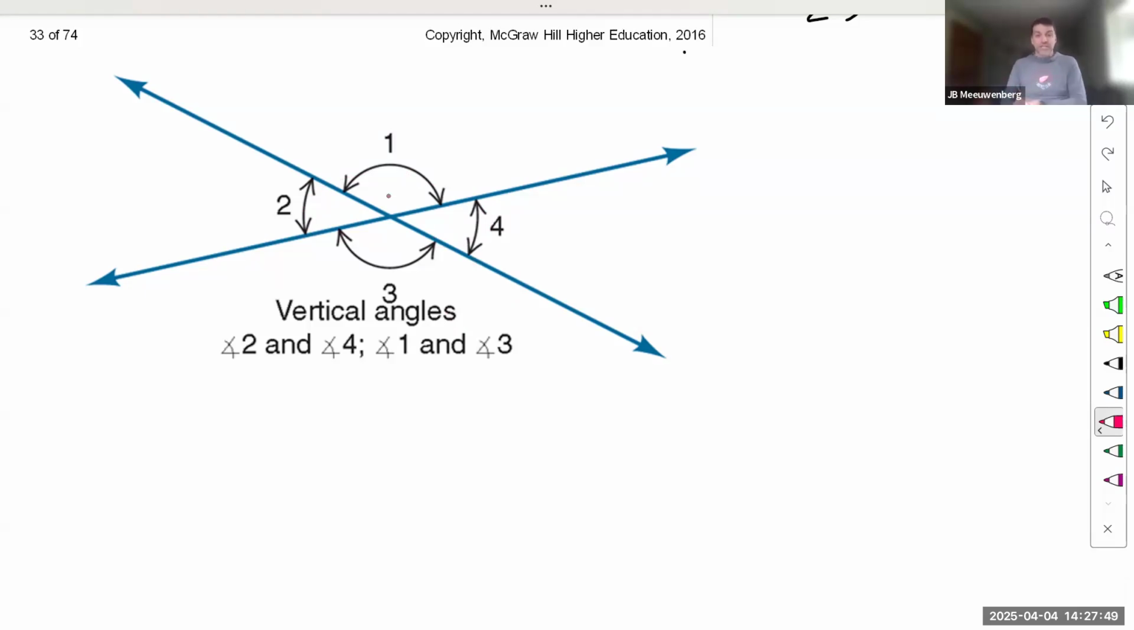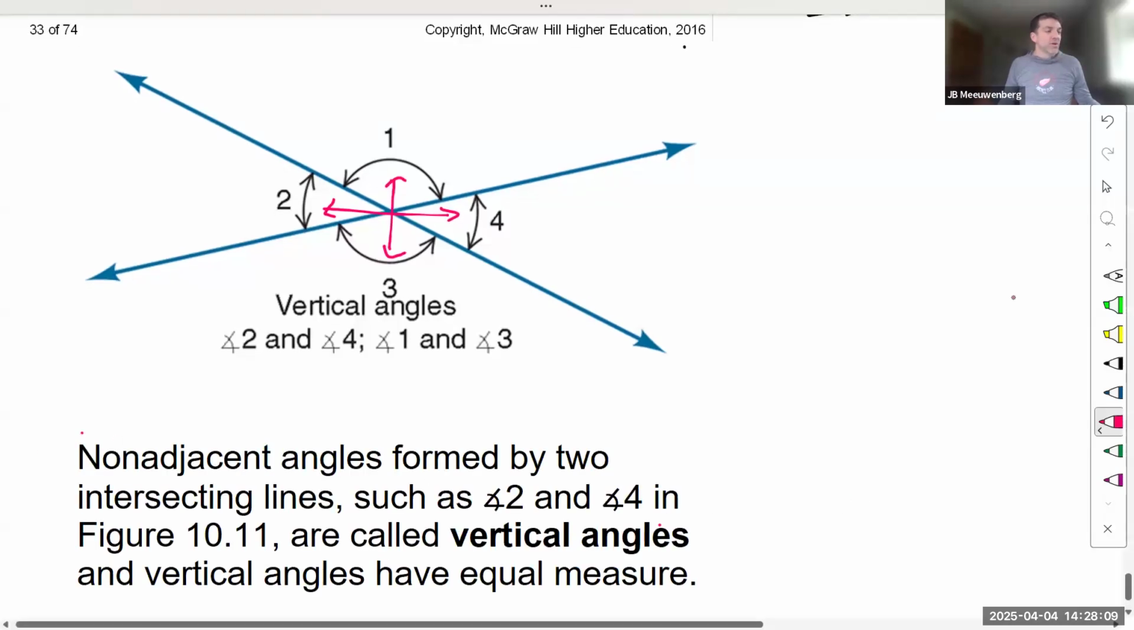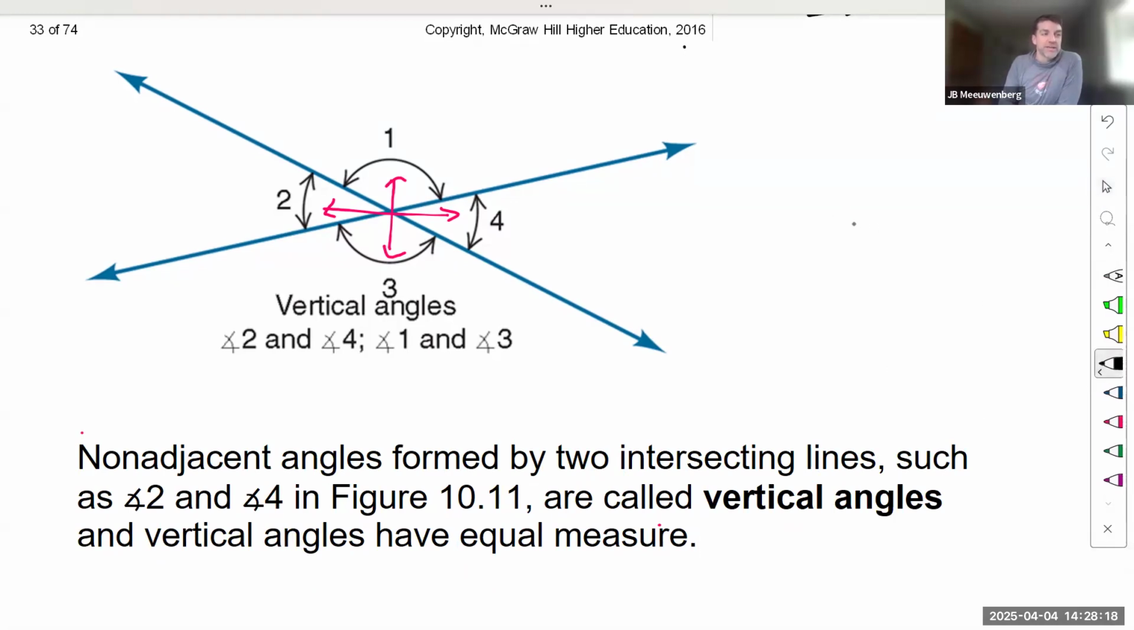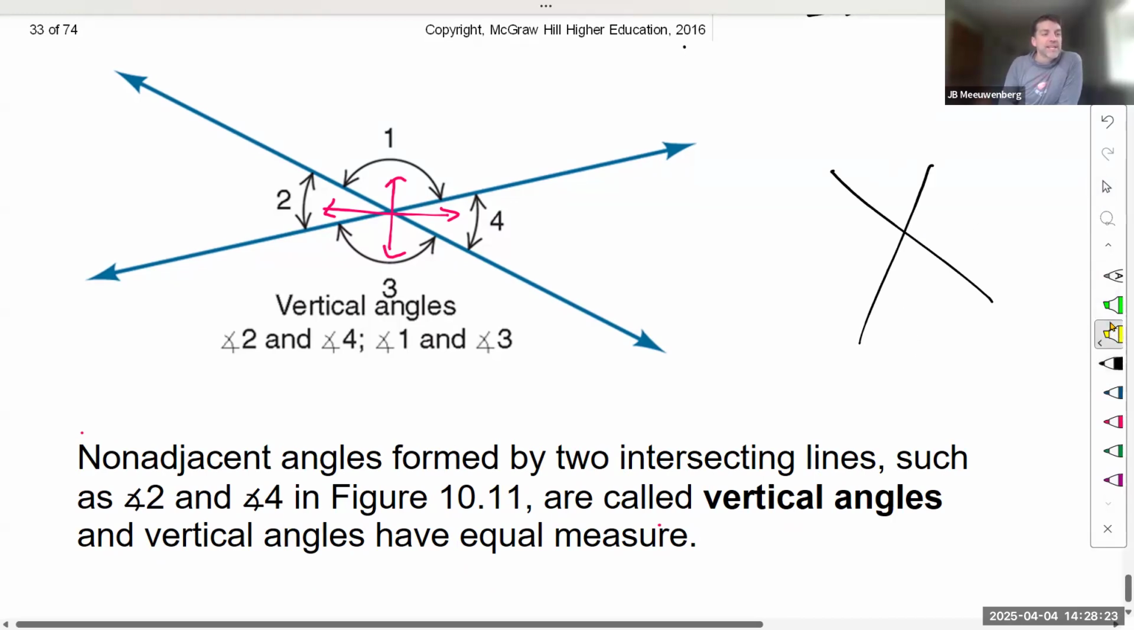The non-adjacent angles formed by two intersecting lines, meaning 1 and 3 and 2 and 4, have a name. Those are called vertical angles. And vertical angles are always going to have equal measures. So when you have any two lines that crisscross like an X, the angles that are opposite each other are always going to be equal in measure.